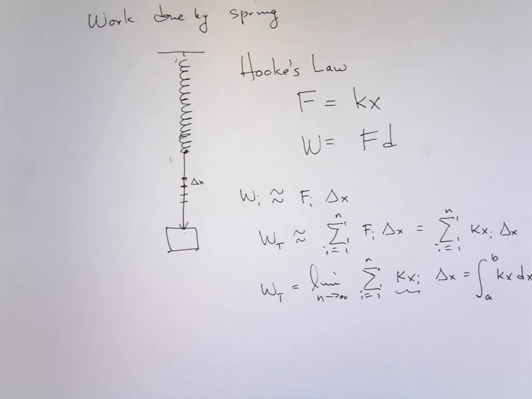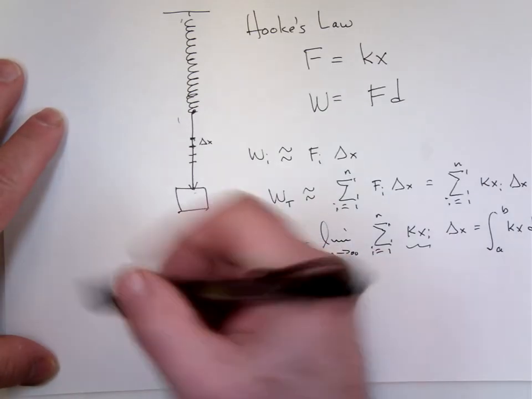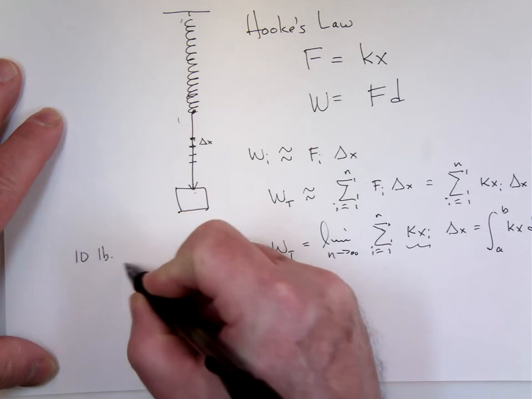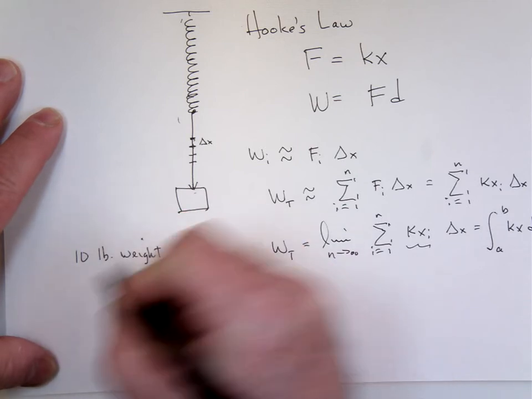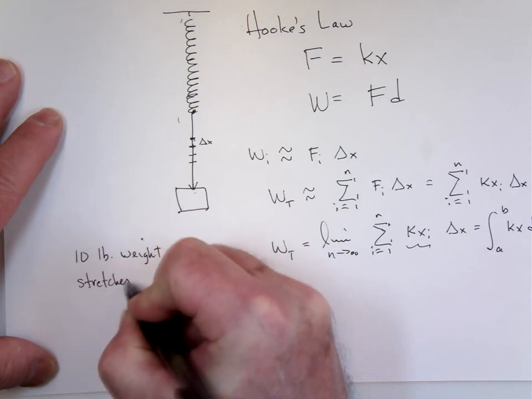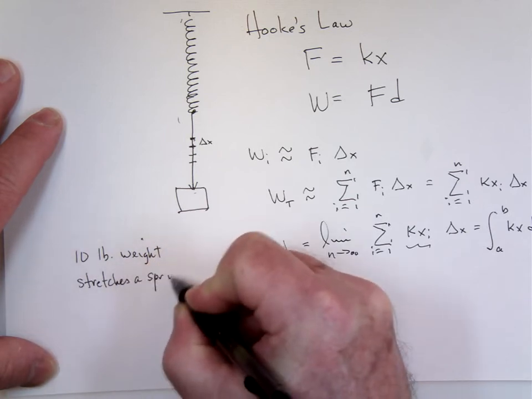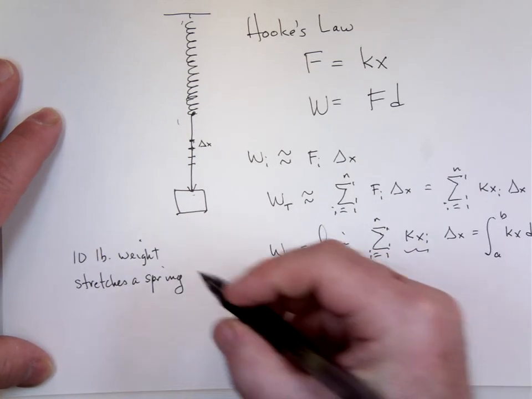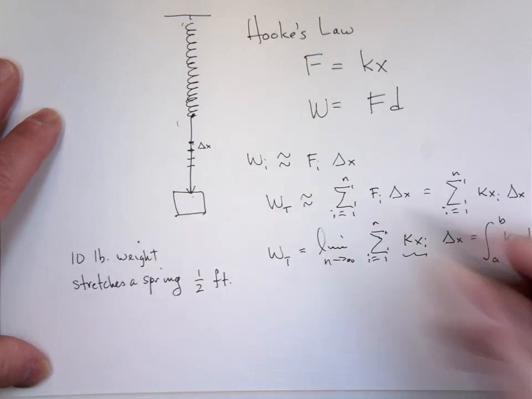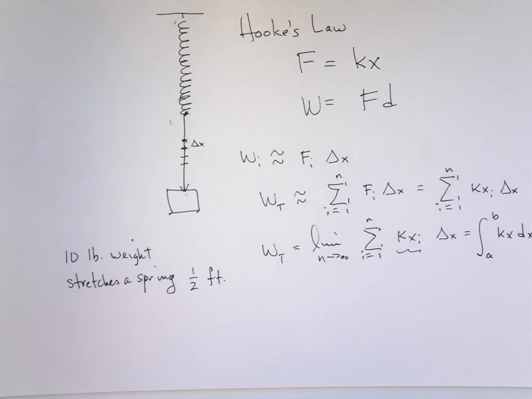For example, a typical problem would be something like this. Let's say a 10-pound weight stretches a spring half a foot. You can use foot-pounds, you could use inch-pounds, grams and centimeters, whatever you want. We're not particular about the units. I'll use half a foot, so I'm going to end up with foot-pounds of work. Could you find k from this?